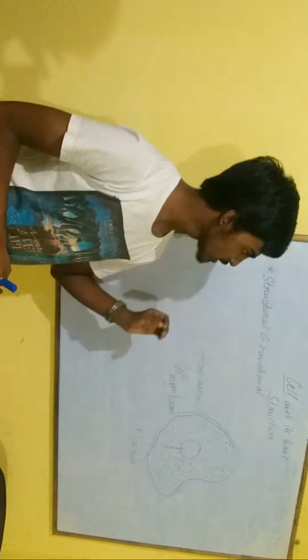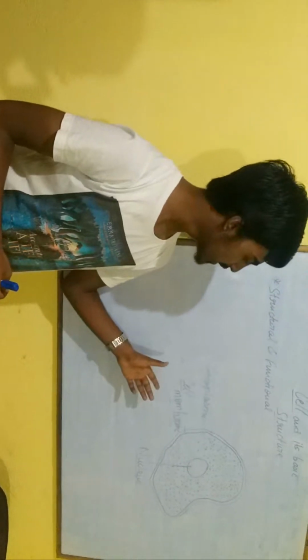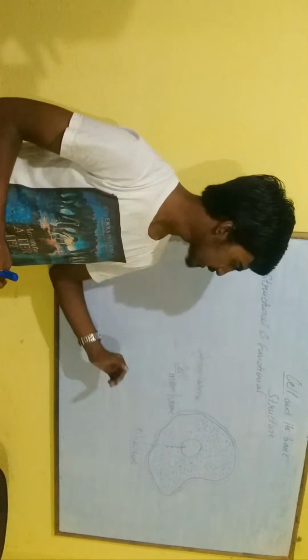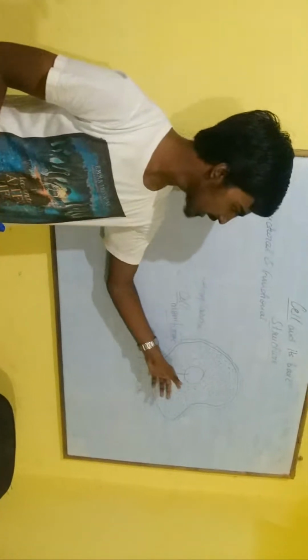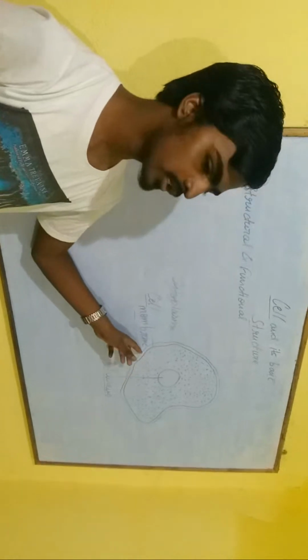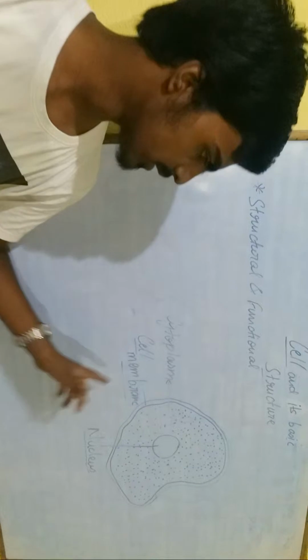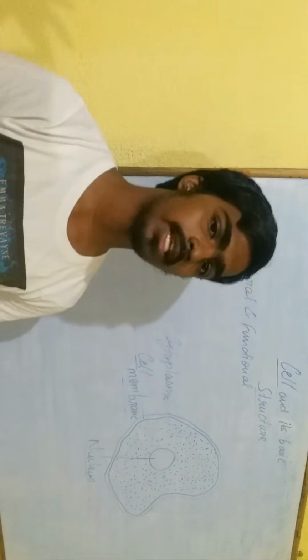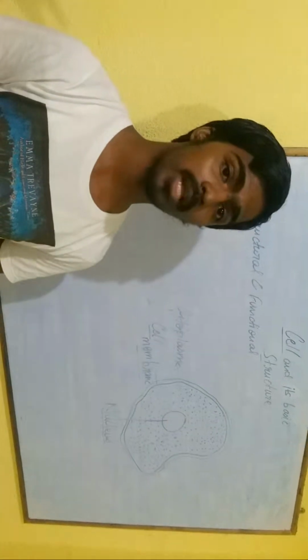Now, the basic structure of the cell. The basic structure of the cell contains three parts: cell membrane, cytoplasm, and nucleus. Now, what is the cell membrane? You can see that the cell membrane is the boundary which doesn't allow the cytoplasm to move out from it. The cell membrane is also known as selectively permeable membrane, semi-permeable membrane, biomembrane, and plasma membrane.